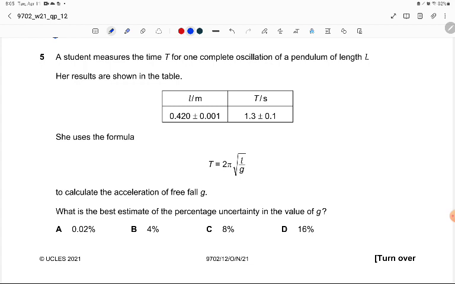Okay, so we have the length over here with its absolute uncertainty. We happen to have the time period over here with its absolute uncertainty. And she uses this formula, but if the physical quantities are multiplied and divided, we have to work with percentage uncertainties, not the absolute uncertainties. So the first step is finding the percentage uncertainty, which is 0.001 divided by 0.420 multiplied by 100, and that gives me a percentage uncertainty of 0.23.